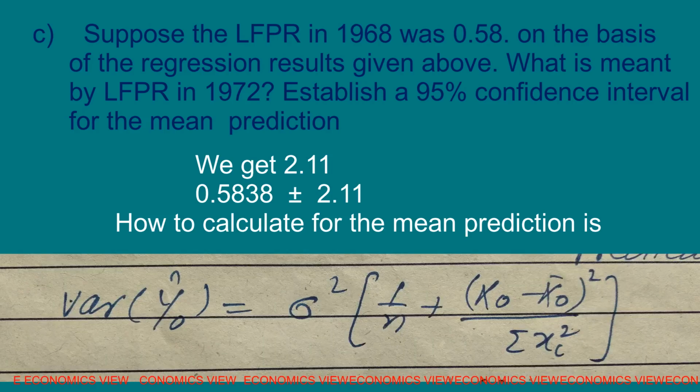Or in the second way, we can also use the mean prediction formula. That is, the variance of y cap is equal to variance into 1 upon n plus x naught minus x bar whole square upon summation xi square.